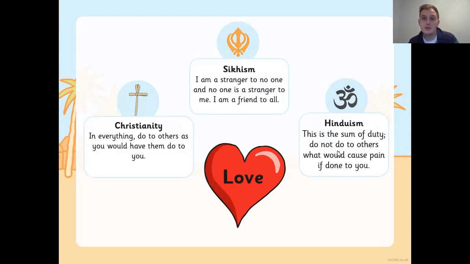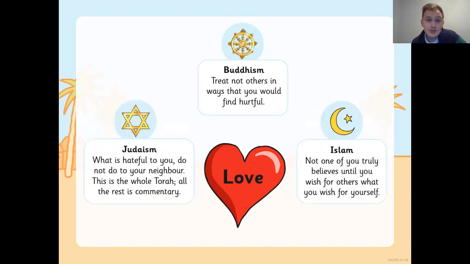Hinduism, this is the sum of duty. Do not do to others what would cause pain if done to you. So again, it's all about thinking about other people, how they're feeling. And those are some really lovely messages. Again, in Judaism, what is hateful for you, do not do to your neighbor. Now, your neighbor, that doesn't mean your next door neighbor. It means your friend, the person that you work with at school. Your neighbor is your fellow human being.